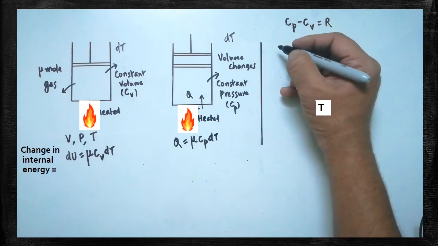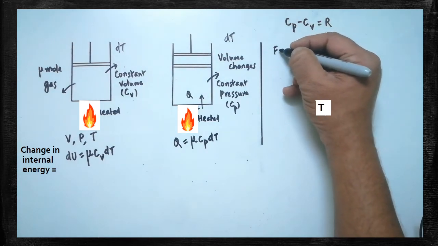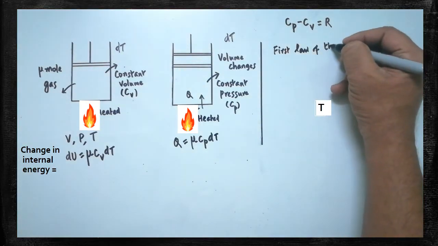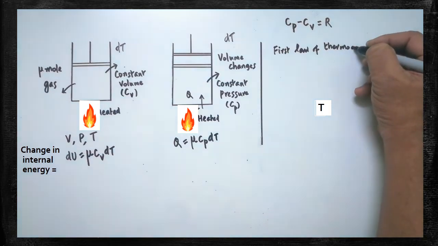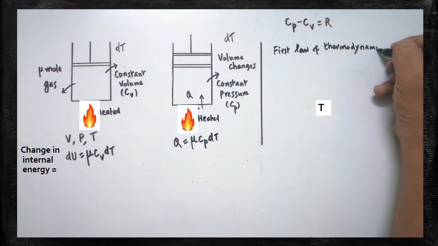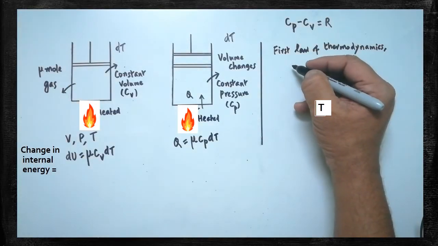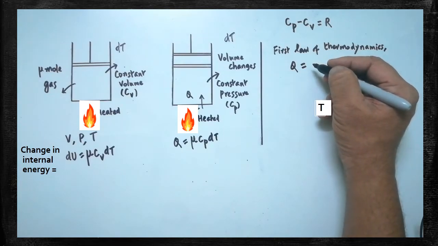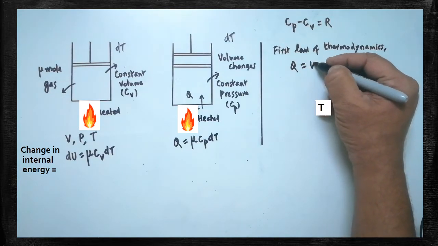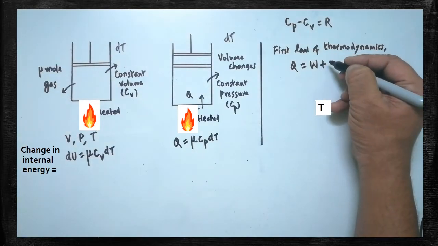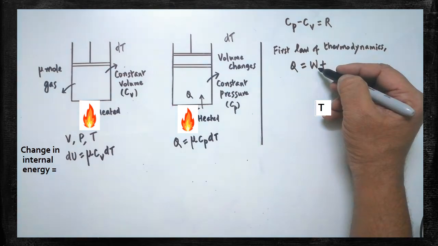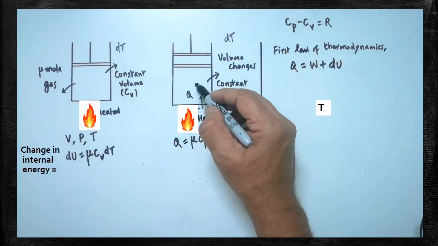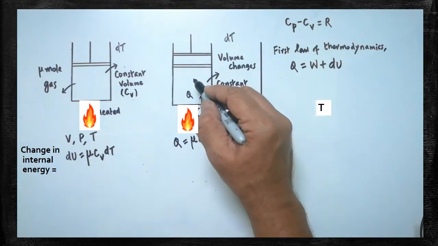Now we are going to use the first law of thermodynamics. What does the first law of thermodynamics say? What is the formula? Heat given to the system, Q, is utilized for two things. One is work done, plus the change in internal energy. Here the piston moves, that is nothing but work done, and the change in internal energy will happen within the gas, the kinetic energy and potential energy of the system. Are you clear?